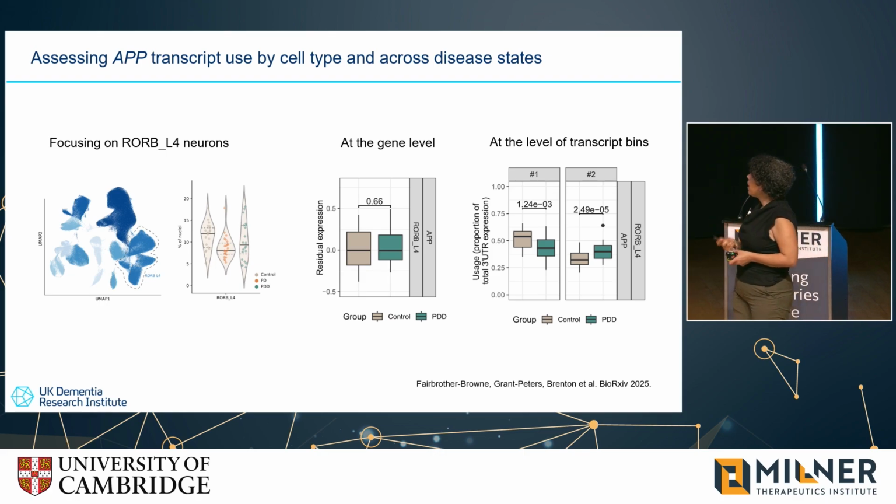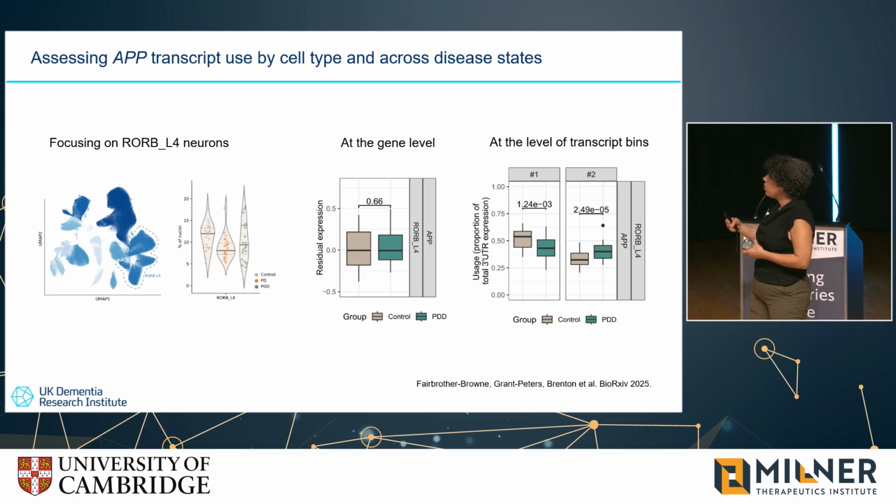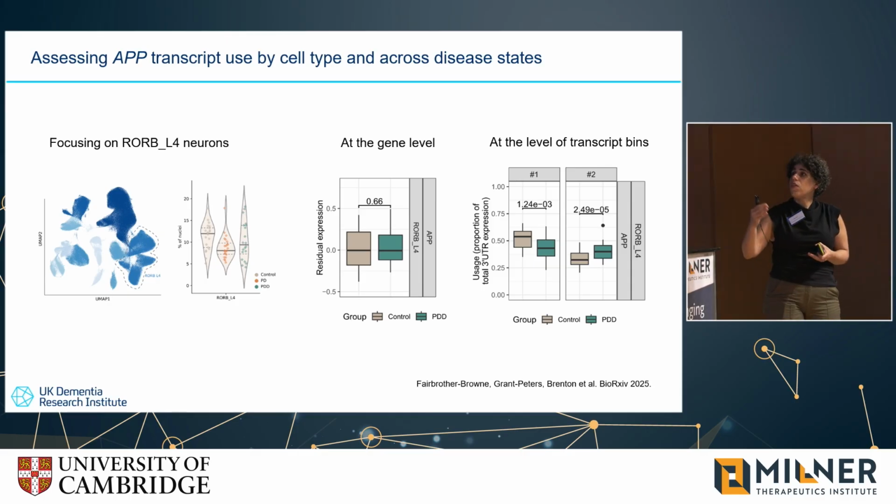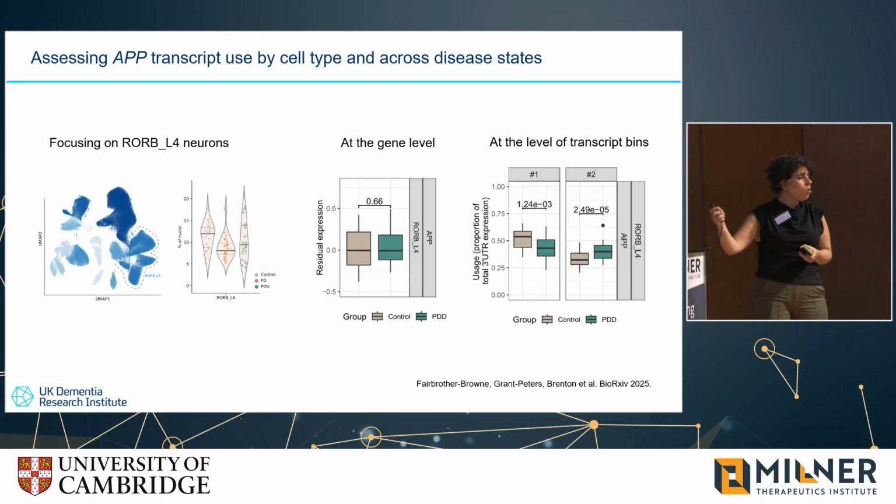Focusing on APP transcript use, we're seeing RORB, which are particular excitatory neuron subtypes of layer 4 of the cortex. Those drop in their quantity with PD, but not particularly any further with PDD. And at the gene level, APP is not changing level of expression in this neuronal subtype, but at a transcript level, some transcripts are being less used and some transcripts are being more used in the state PDD.